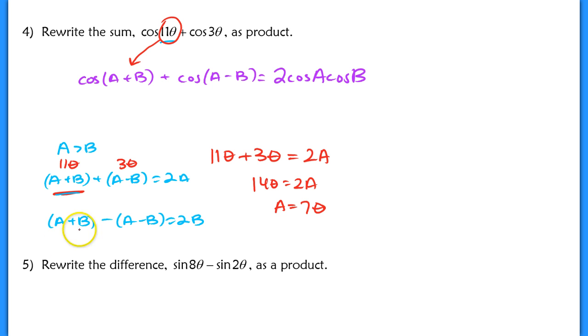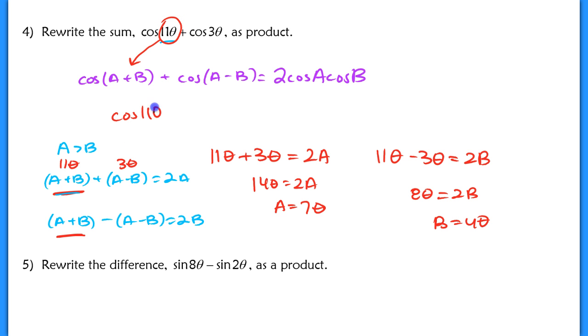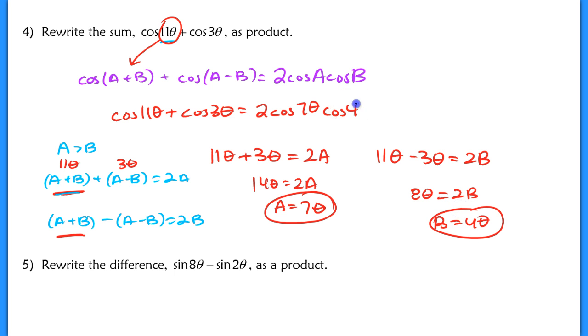Now, to solve for B, I use, again, that same idea. This whole expression here is equal to 11 theta. So I have 11 theta minus 3 theta. That should give me 2B. So 8 theta equals 2B, and B will equal 4 theta. So the cosine of 11 theta plus the cosine of 3 theta can be rewritten as the product 2 times the cosine of 7 theta, this is my A value, times the cosine of my B value, 4 theta.